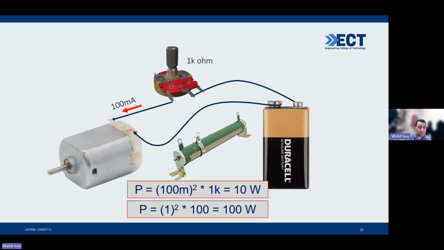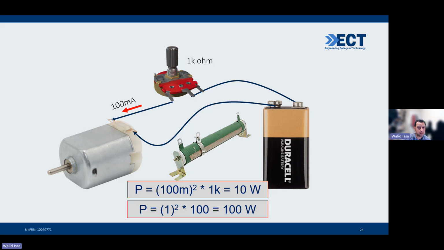What if I have a different motor here, one that requires higher current? Maybe that higher current is 1 ampere, so it's not a toy motor. It's maybe more of an industrial motor. It needs 1 ampere, and I also reduced the resistance to 100 ohm. Why? Because of the high current here, I have to reduce the resistor.